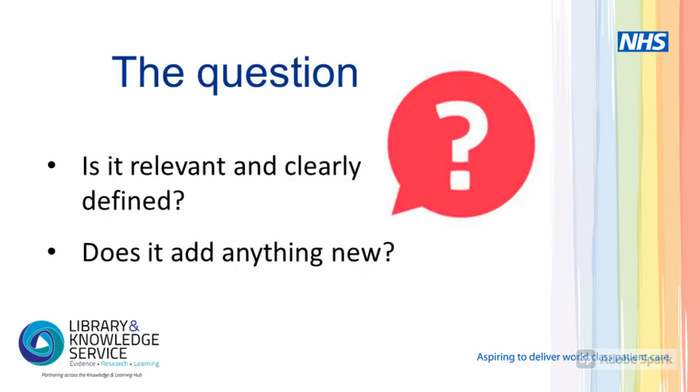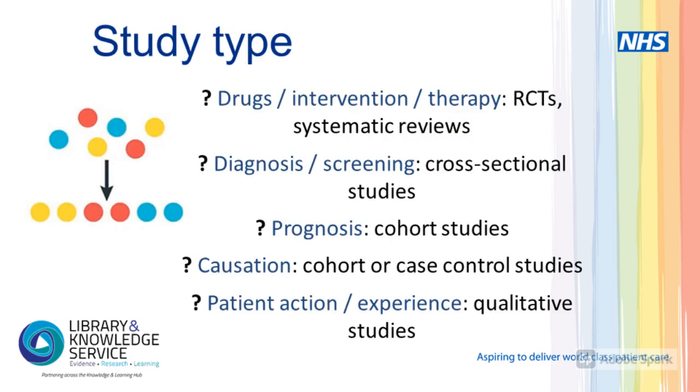The first thing to consider is the study question itself. Is it relevant and clearly defined? Does it add anything new, or is it simply rehashing old ground? The next thing to consider is the type of study that was used. So is the type of study that has been chosen actually relevant for the question that the study is trying to answer? And there's a quick refresher for you here on which studies are appropriate for which type of question.